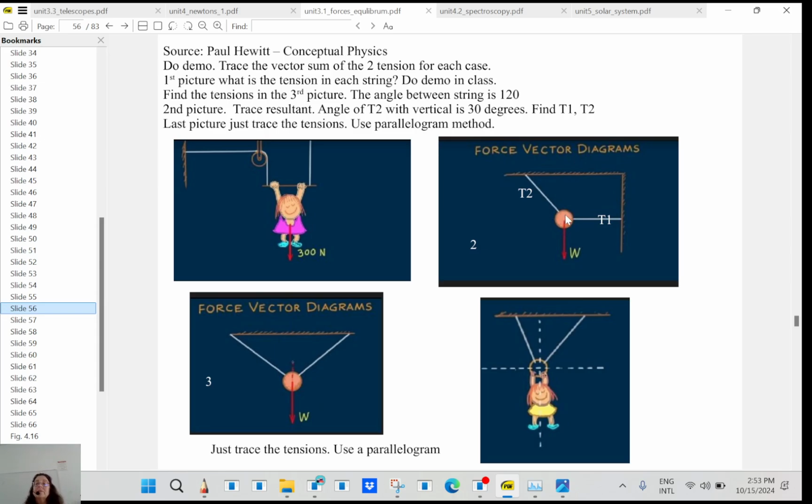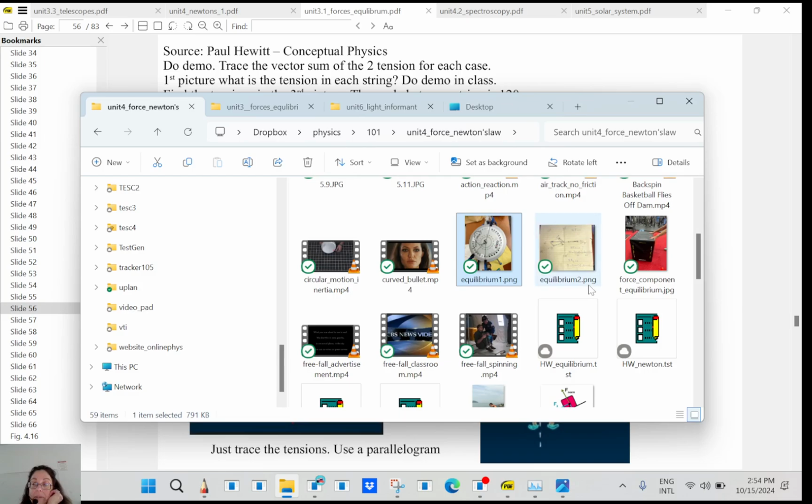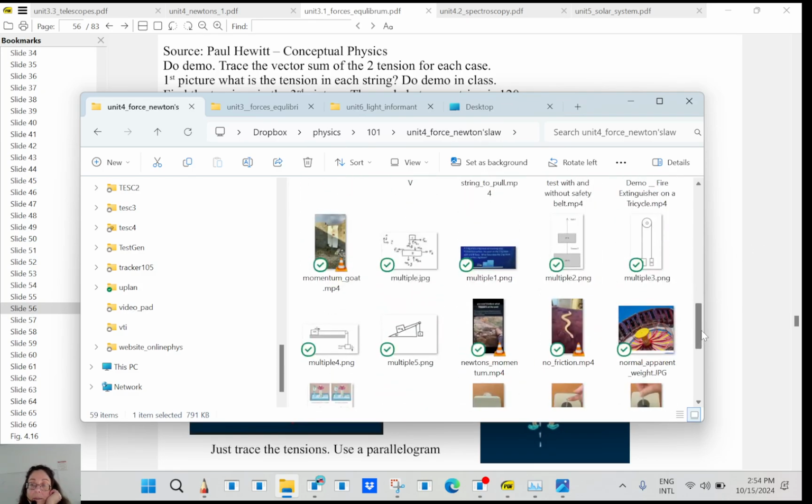So here in this example, just draw. You want to draw, try to draw it on scale, tension 1 and tension 2. And remember, those two tensions need to add up to the weight when you go tail to head. Because if you don't want to break anything, they need to balance out the weight. Is that clear? And I think you have one assignment like this.